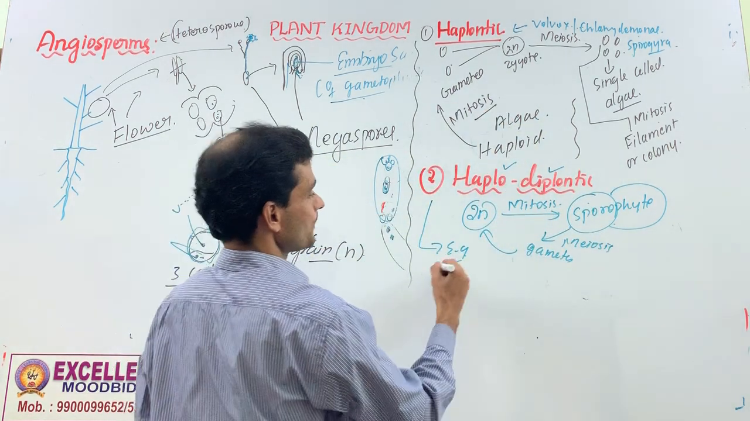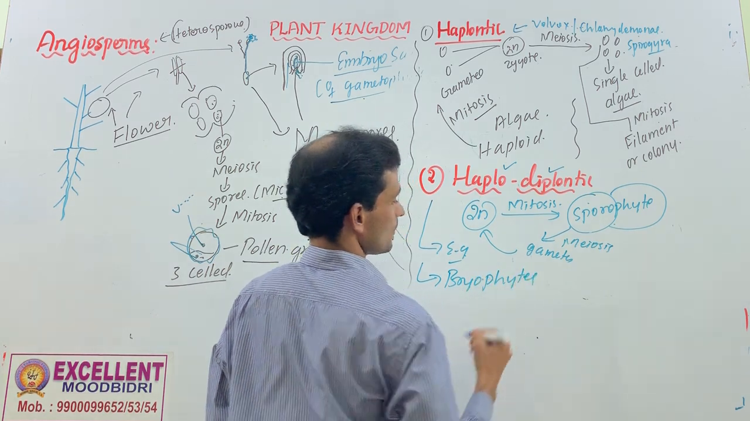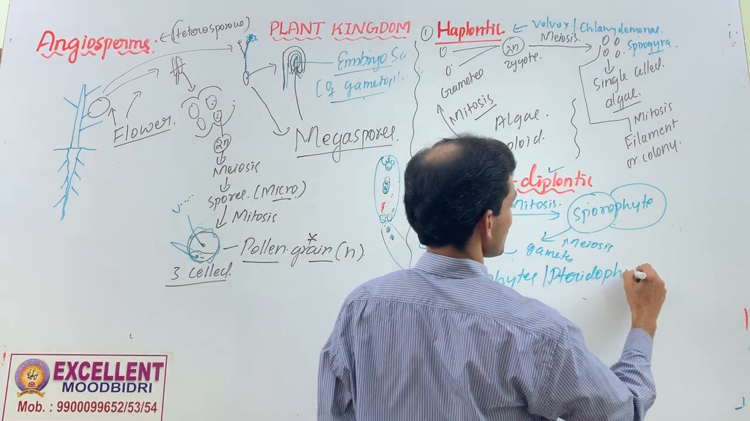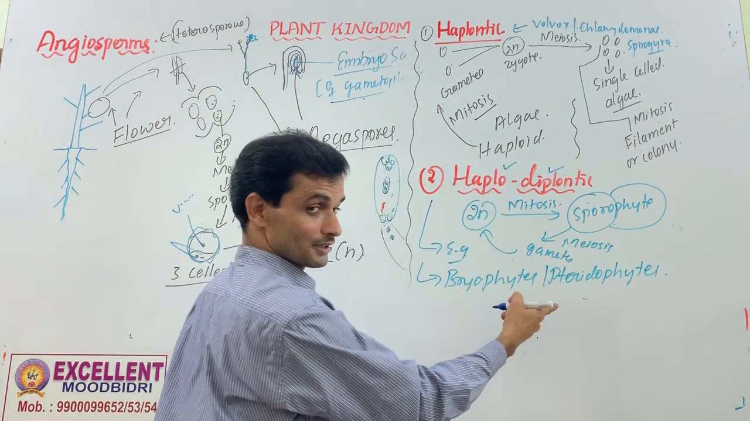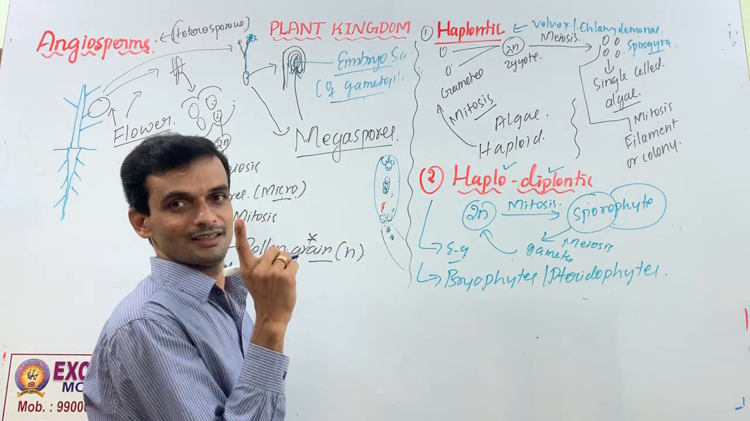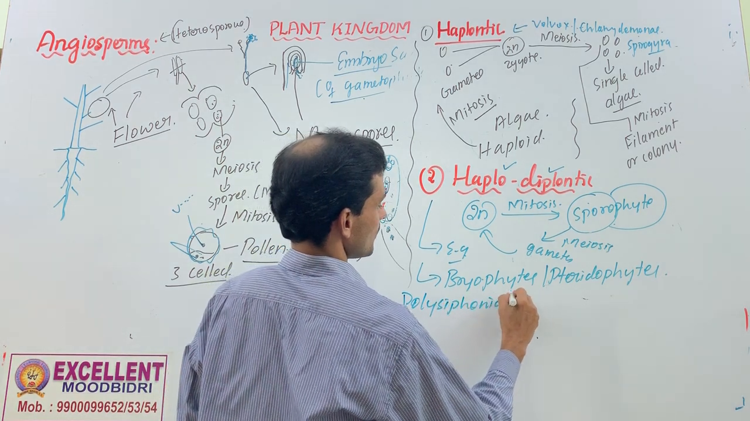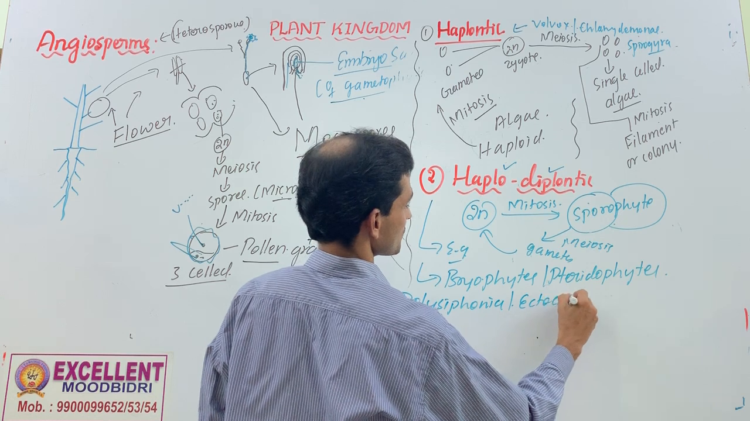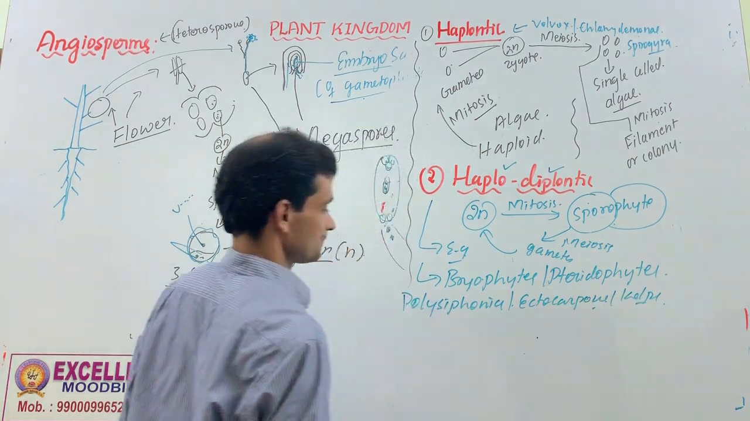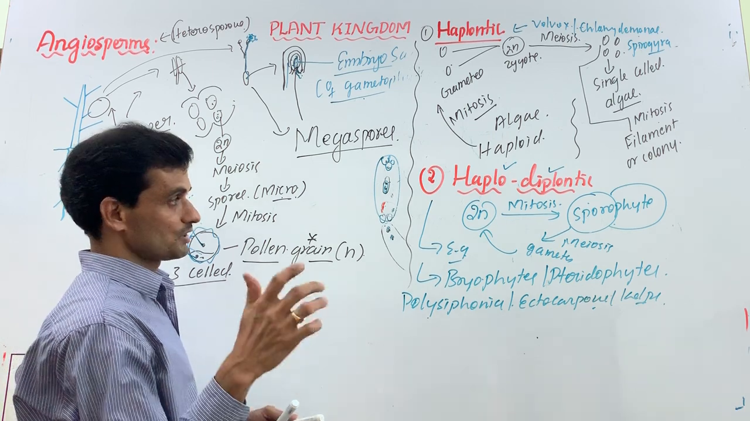It can't be haplontic. Example, bryophytes. Think of pteridophytes. In pteridophytes, haploid and diploid stages are independent. Actually, the sporophyte is dominant, but still, when it comes to life cycle, it comes under this category only. And then a few algae, very important: Polysiphonia, Ectocarpus, and kelps. Brown algae and red algae have this haplodiplontic life cycle.